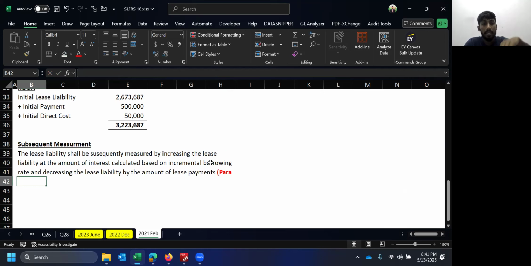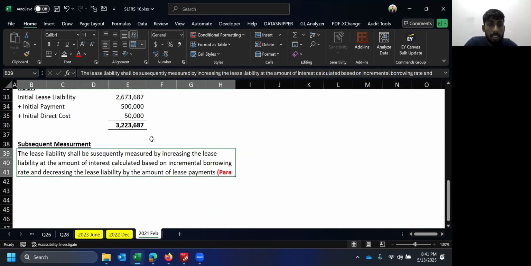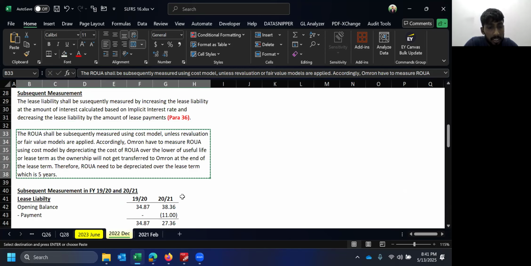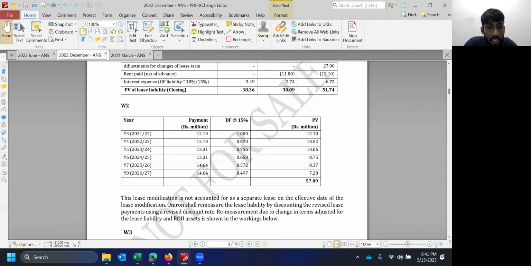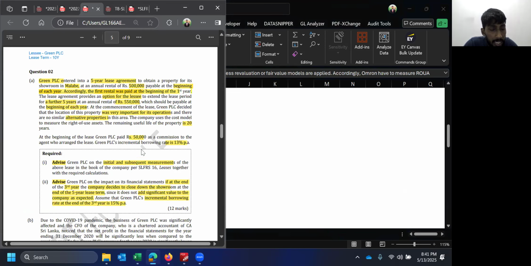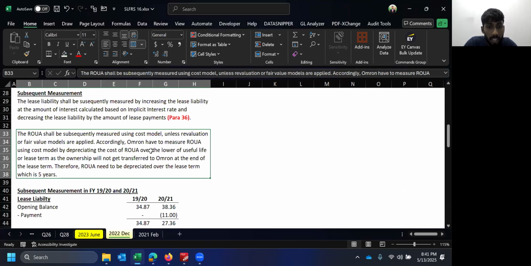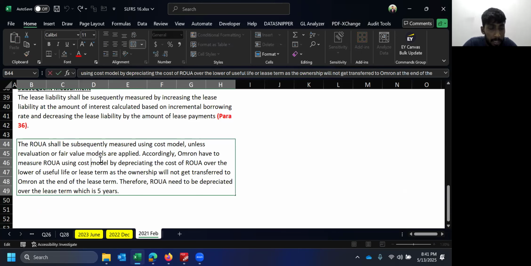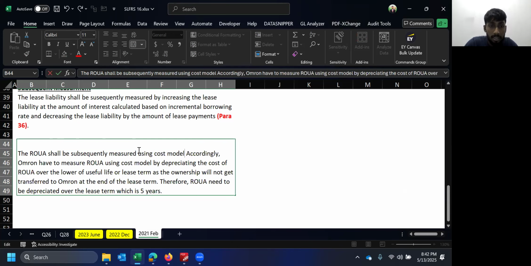And decreasing the lease liability by the amount of lease payments. Okay. Then the right of use asset. Here in this question, it is clearly mentioned that the right of use asset shall be subsequently measured at cost model. So here we can use the same answer we used previously by making a change. The right of use asset shall be subsequently measured using the cost model. No need to say about other models. Okay, cost model.